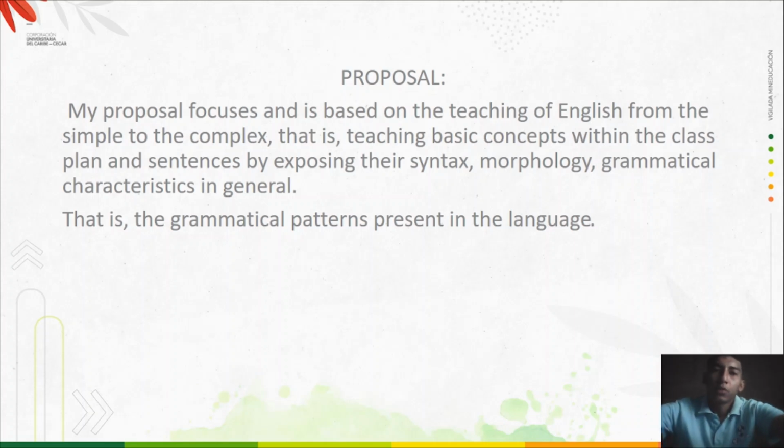What is my proposal? Well, teacher, my proposal is based on teaching English from the simple context to the complex. My proposal goes from the simple to the complex. So I want to break down the basic aspects of the language, the patterns expressed in the language. I mean, syntax, morphology, grammatical characteristics in general.